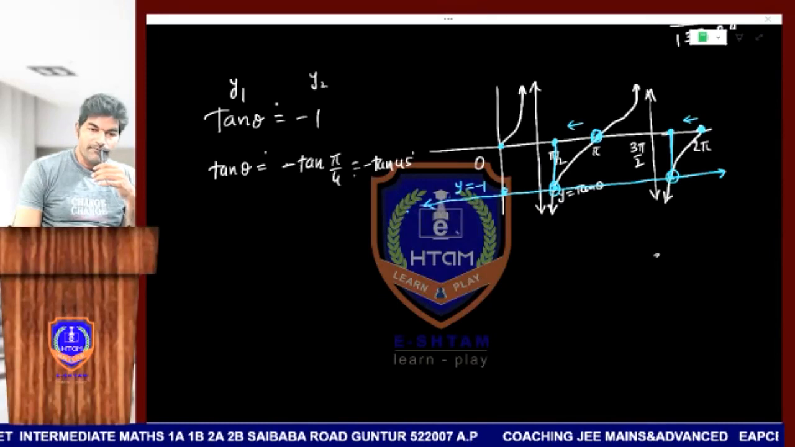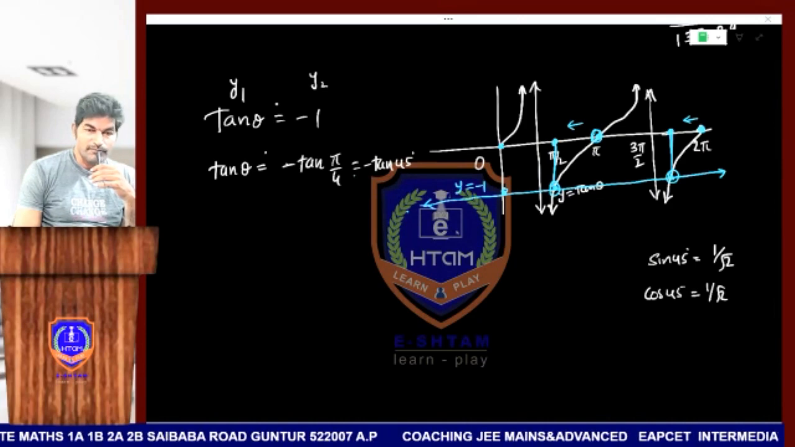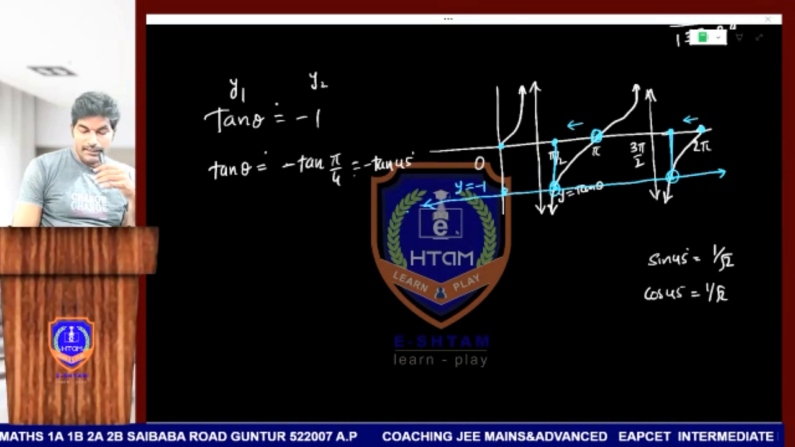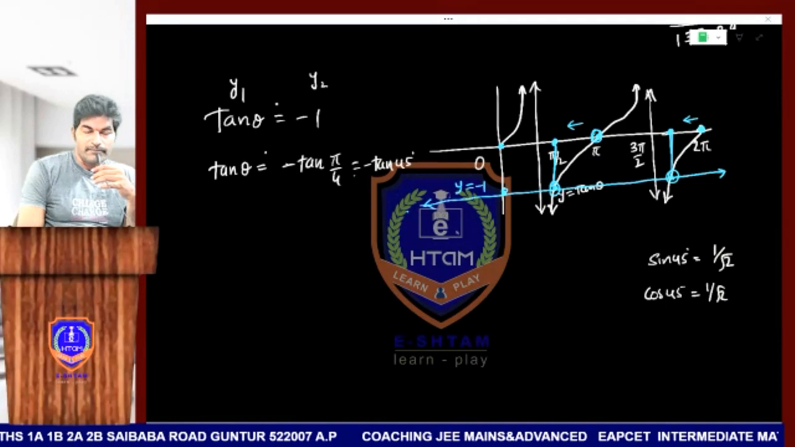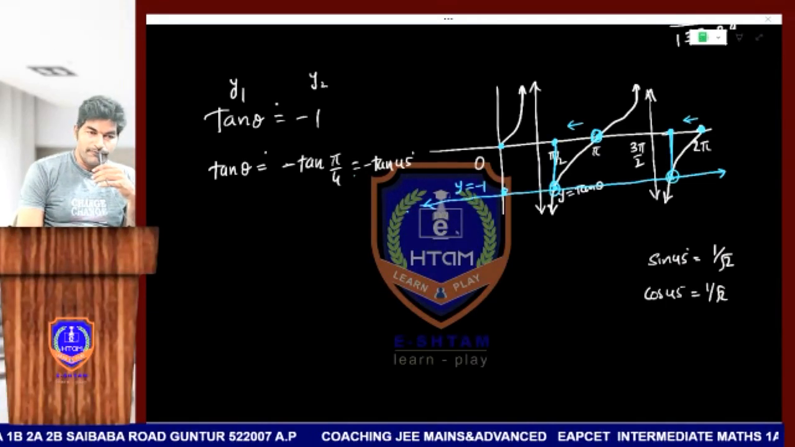Understood? Sin 45 how much? Sin 45 is 1 by root 2. Cos 45 is also 1 by root 2. So tan 45 is 1. Both are the same, so they get cancelled and you will get a 1. Understood?